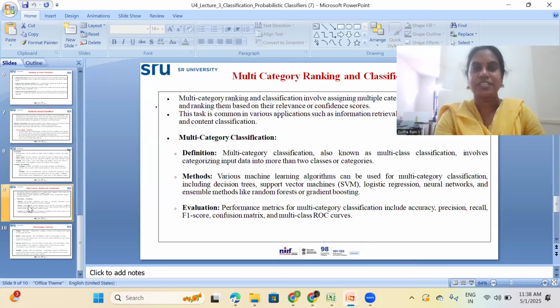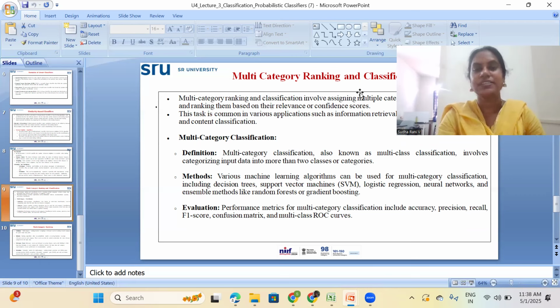Multi-category ranking and classification. Multi-category ranking and classification involve assigning multiple categories and ranking them based on their relevance or confidence scores. Multi-category classification is also known as multi-class classification. Just now we have seen that in classification we have both binary classification as well as multi-class classification. Multi-class classification involves categorizing input data into more than two classes or categories.